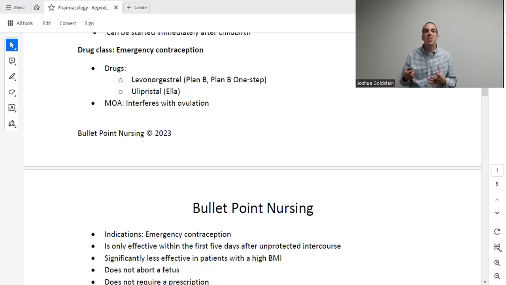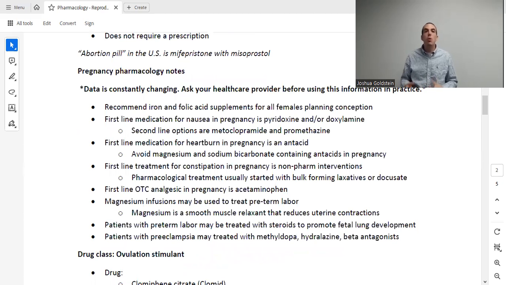This medication does not induce an abortion. So this is not an abortion pill. However, of course, it should not be taken in pregnancy. This medication is also available over the counter, and it does not require a prescription. The abortion pill in the United States is a combination of two separate medications, mifepristone and misoprostol. One is a steroid and one is a prostaglandin, and the two together are what we call the abortion pill today.